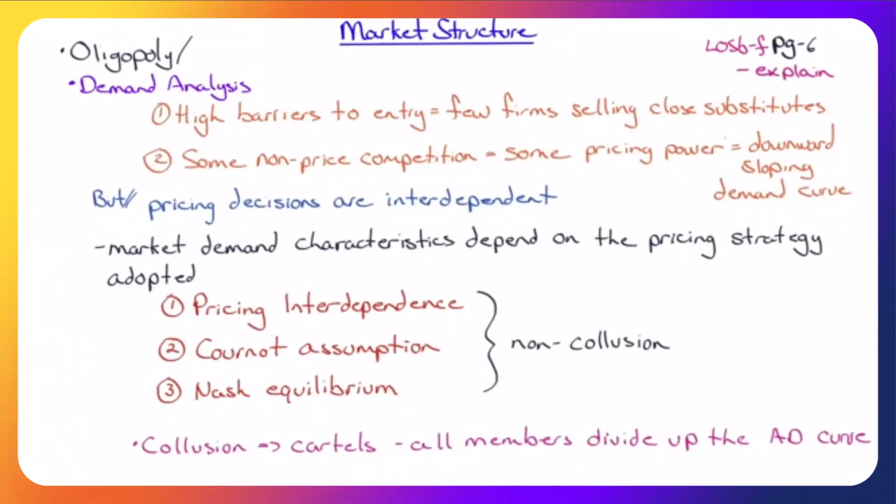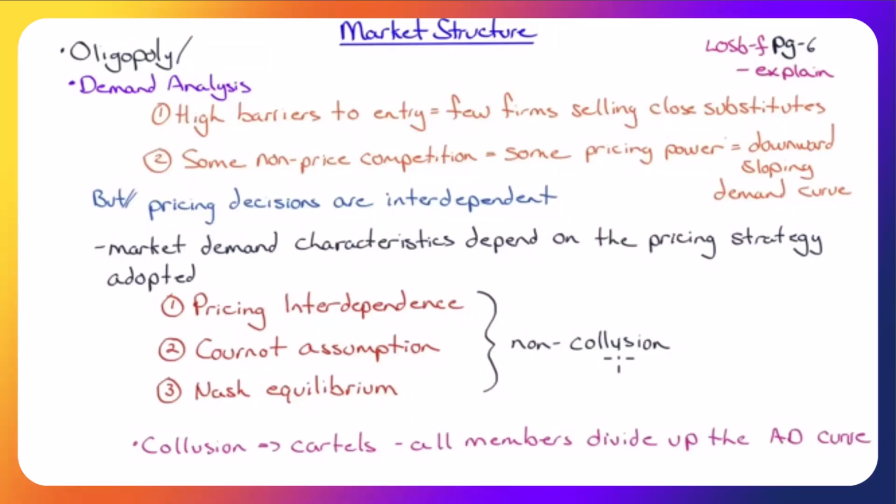Here's the big thing that we have to deal with in oligopoly: we don't just have a well-defined demand curve. It really depends on the pricing decision adopted by the firms, but the pricing decisions are interdependent. What I will do is really dependent on what I think you're going to do. So market demand characteristics depend on the pricing strategy adopted. We're going to look at 3: pricing interdependence, Cournot assumption, and Nash equilibrium. And this assumes that there is no collusion going on between the firms.